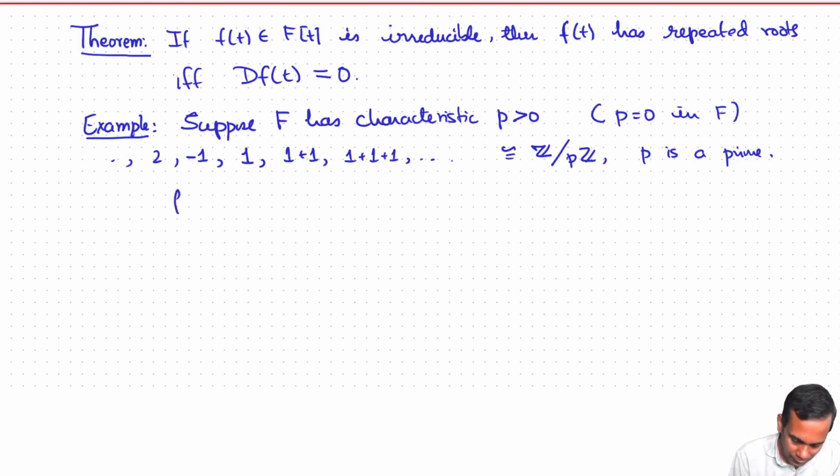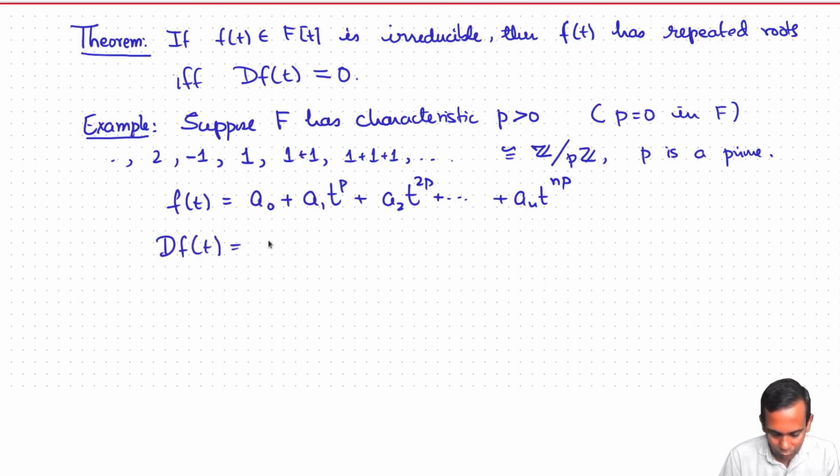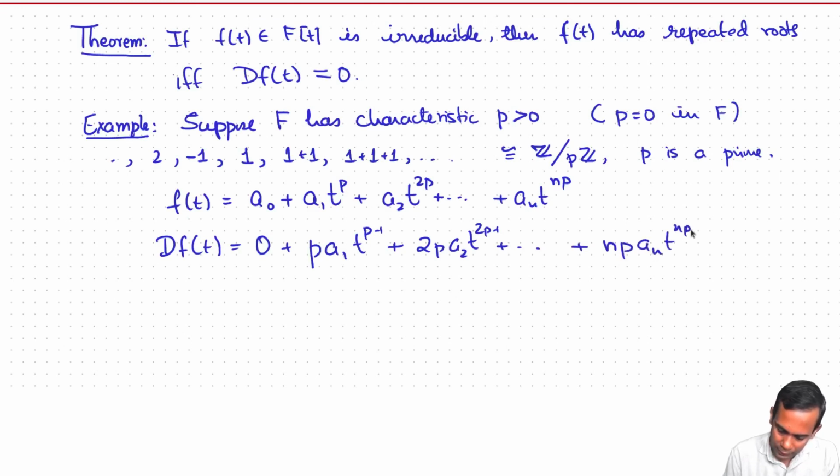Then you can look at the polynomial f(t) equals a0 plus a1 t to the p plus a2 t to the power 2p, up to an t to the power np. In short, we are looking at polynomials where the only powers of t that occur are multiples of p. Then you compute df/dt. a0, its derivative is 0. a1 t to the p will give p times a1 t to the p minus 1. This will be 2p a2 t to the 2p minus 1, and so on, np an t to the np minus 1. But these p's are all equal to 0, so this is equal to 0. So here's your example of a polynomial which is non-zero, but its derivative is identically 0.